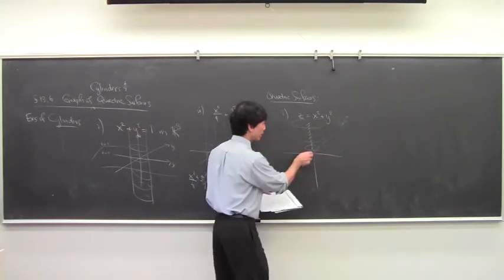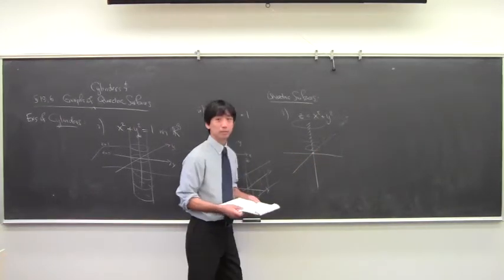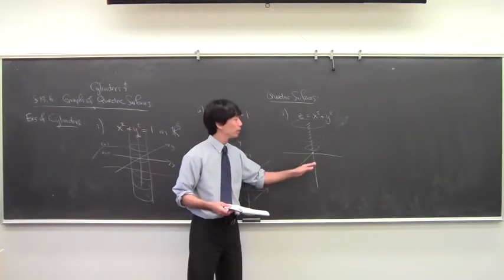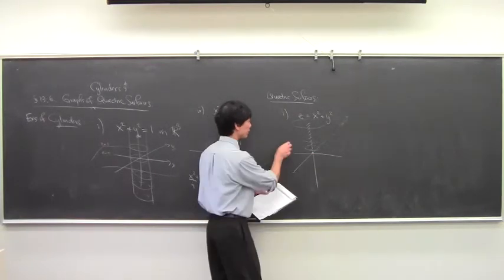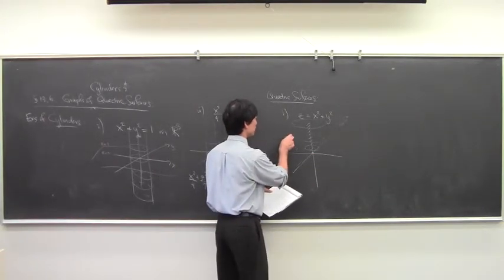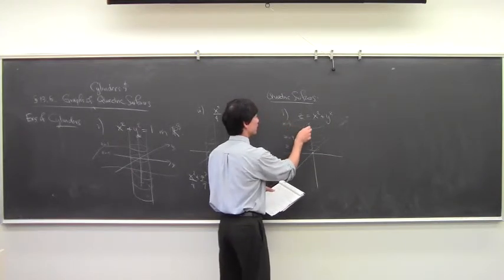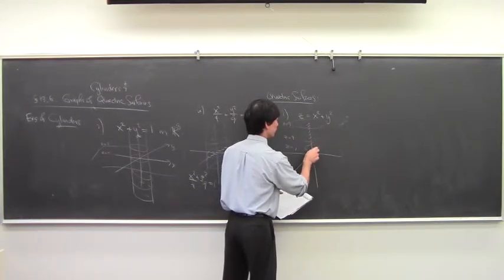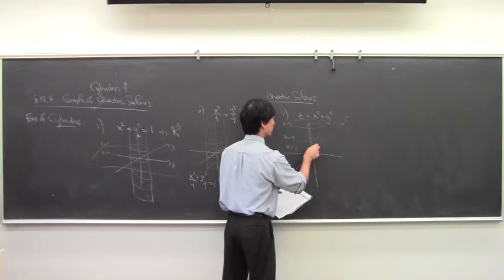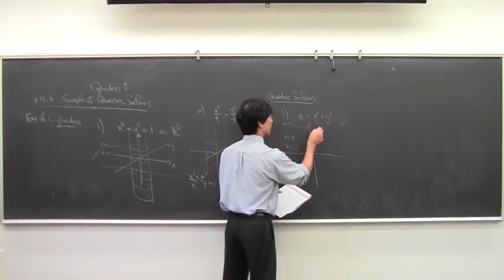Okay, and down at the bottom, at height 0, I get the point 0, 0. So this is at z equals 1, z equals 4, z equals 9. I see that I get circles of linearly increasing heights. Radius 1, radius 2, radius 3.